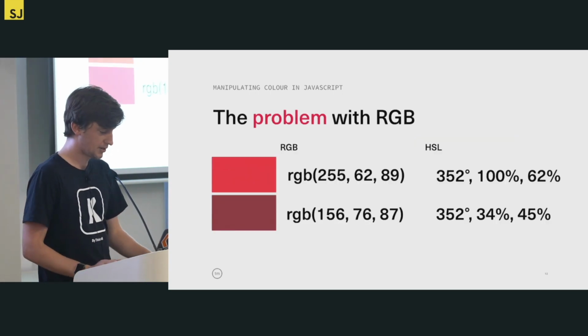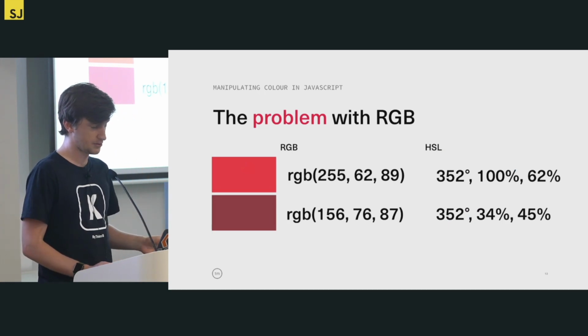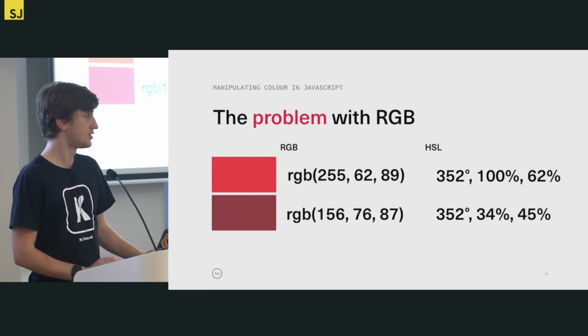Now, there's a problem with RGB. It's great for computers because, as I said before, screens reproduce colors using the RGB pixels, the additive color method. But as humans, RGB really isn't that useful to us.